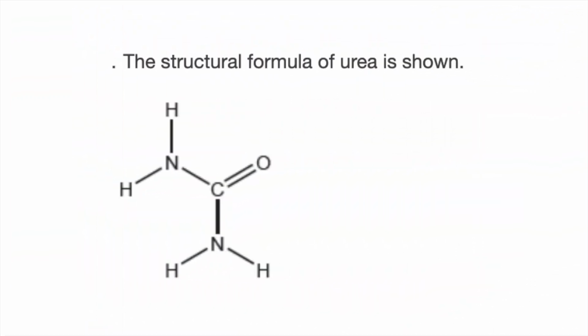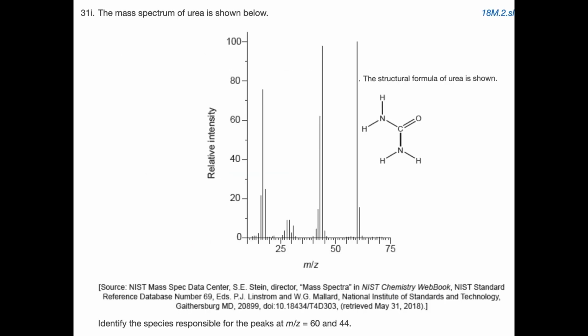So here in this past paper question, we begin with the structural formula of urea shown here. C double bond O with two identical NH2 groups attached to this carbon atom. And this particular question examines all three aspects of spectroscopy that are related to section 11.3, the SL part or the core part of the IB chemistry guide.